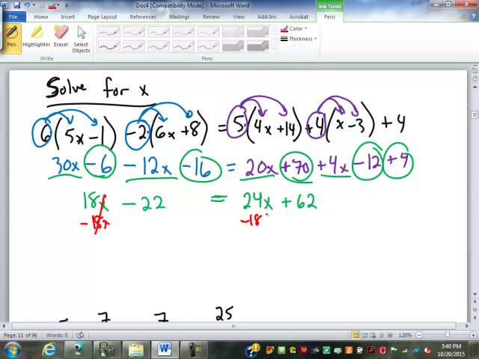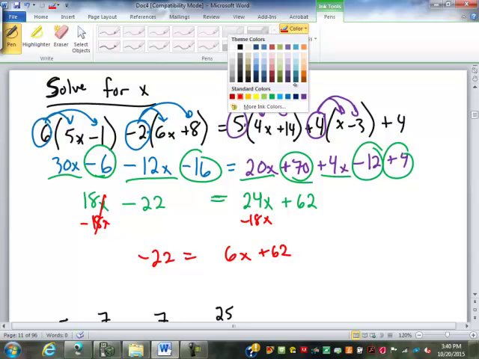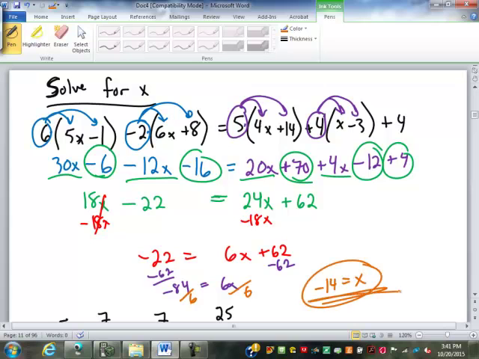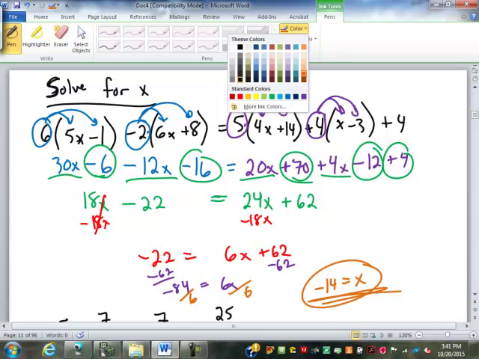Subtract 18x from each side. So we got negative 22 equals 6x plus 62. And then subtract 62. Negative 84 equals 6x. And then divide by 6. Negative 14 equals x. So x equals negative 14. How many of you got negative 14 for that one? Cool. That's a good start.